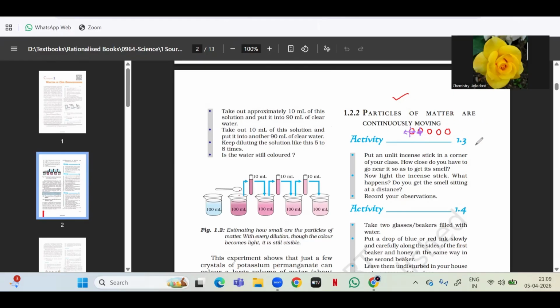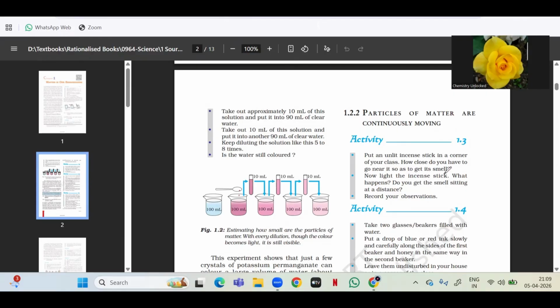So what are we going to prove in activity 1.3? That particles of matter are continuously moving. So what has been done in this activity? It's an incense stick activity. Incense stick, or agarbatti, which we call.